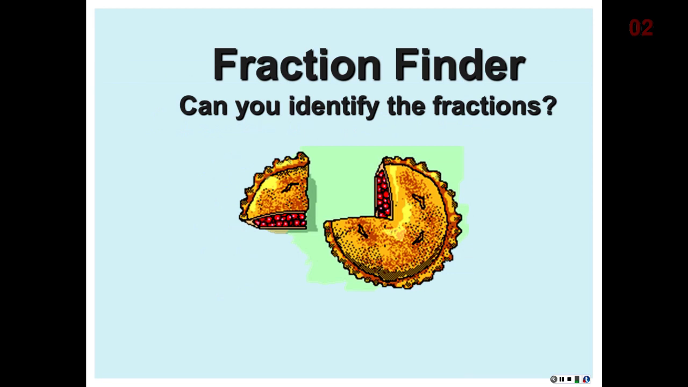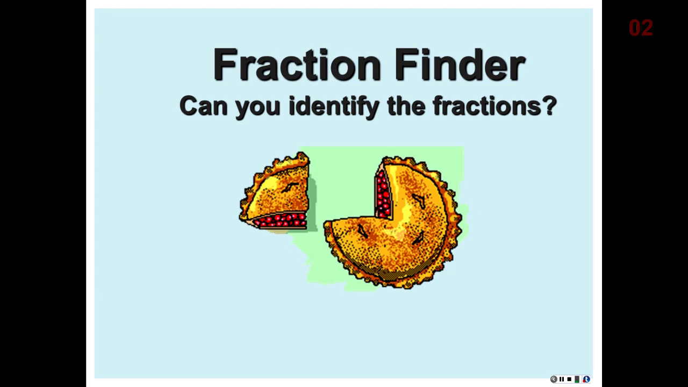So you'll see that I have cherry pie there, but apple is my favorite, okay? So thinking of pie, thinking of pizza makes fractions a little bit easier for some reason. I don't know why, but it does.